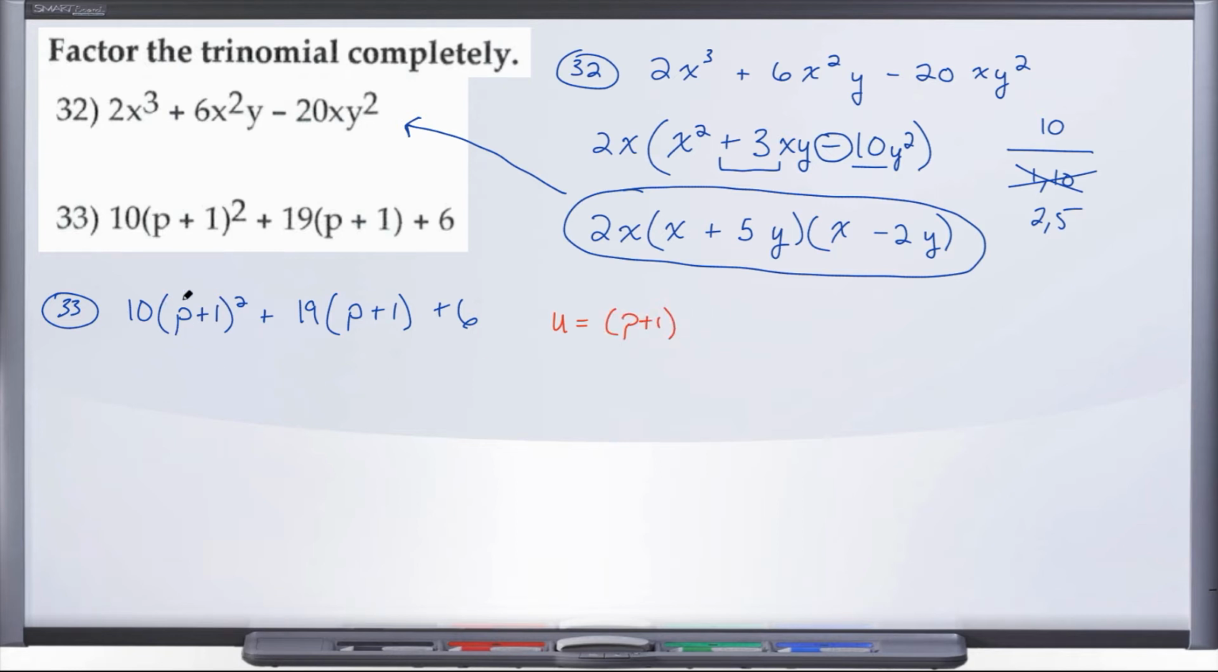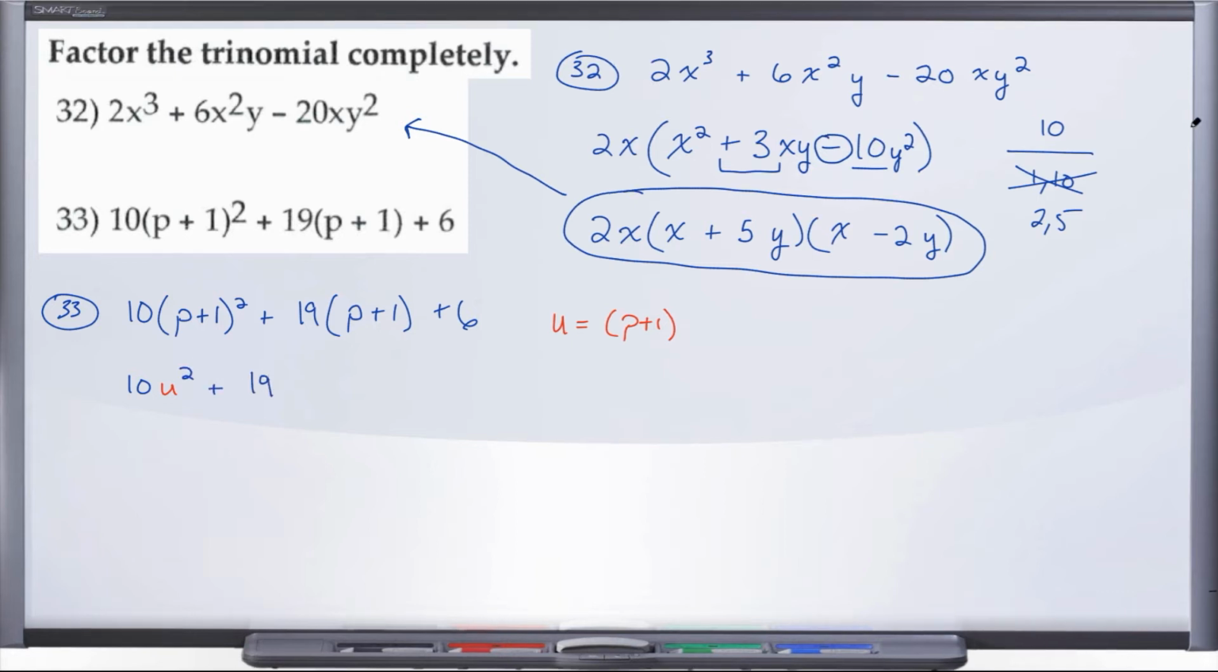So anywhere you see a p plus 1 in the original expression, we are instead going to replace that p plus 1 quantity with the letter u. And so what does that look like? Well, now we're going to have 10u squared plus 19u, and now plus 6.